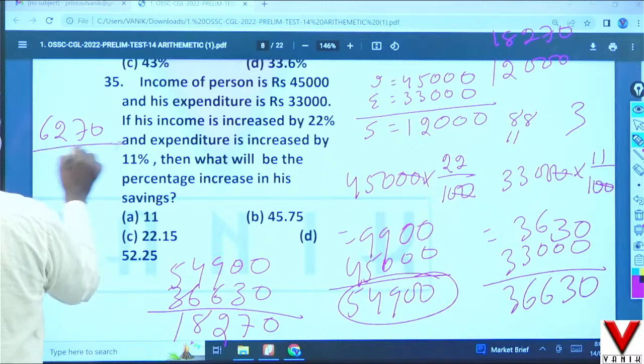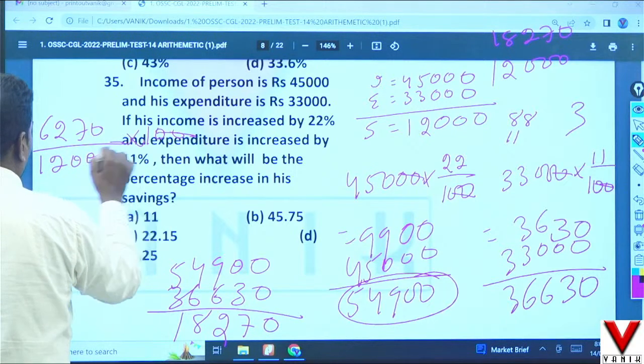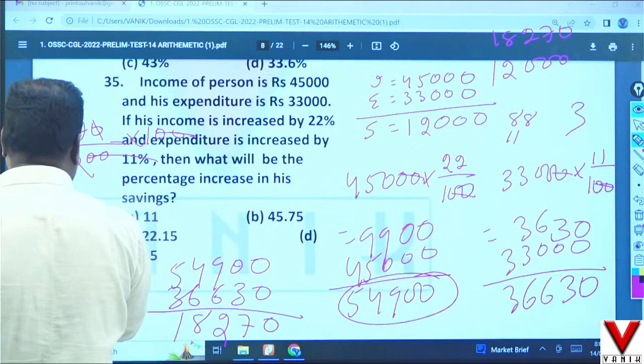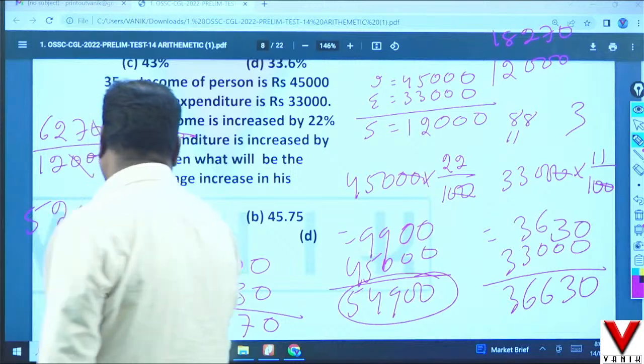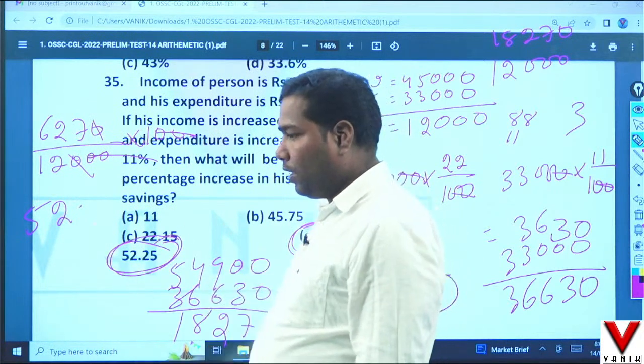6,270 divided by 12,000 into 100 is 52.25%. Option D is our correct answer.